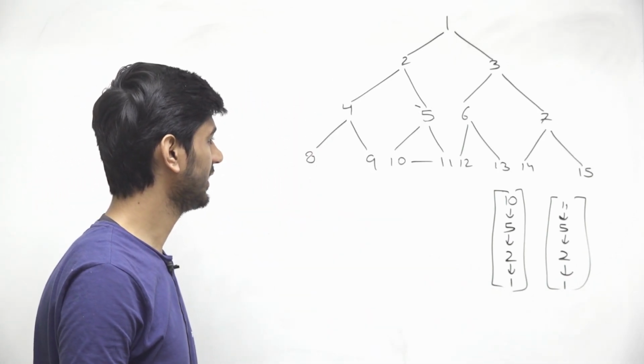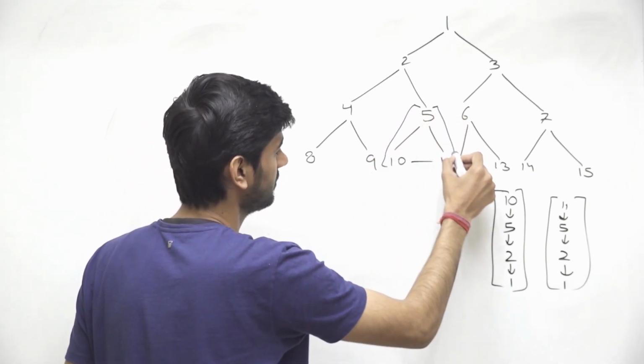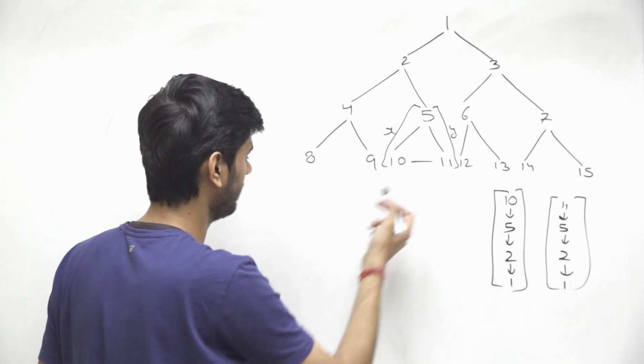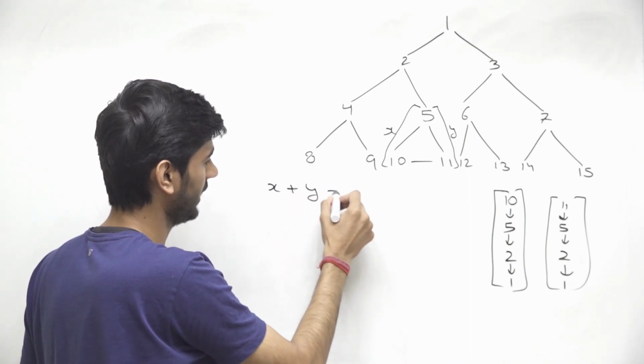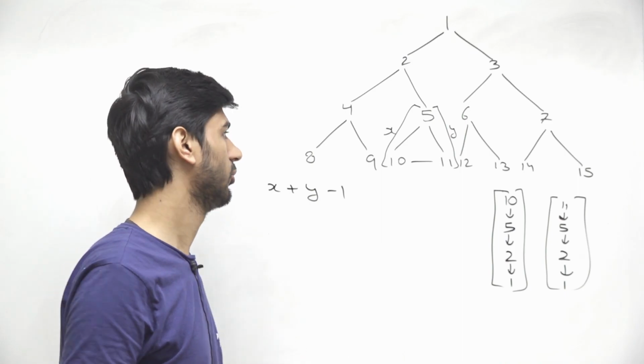Alright, now we are interested in the number of nodes that we have in this particular path and the number of nodes that we have in this particular path. So if the number of nodes in this path is x and the number of nodes in this path is y, then the total number of nodes that we will have in this cycle will be x plus y minus 1, right? Minus 1, because we are including this node more than once, okay?